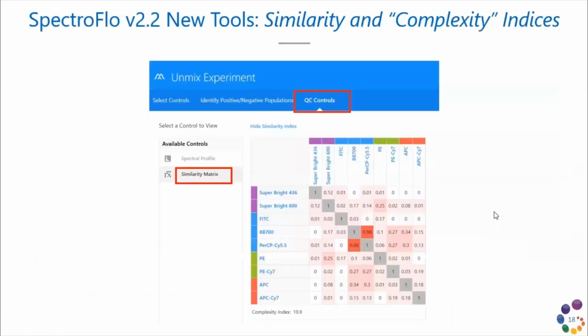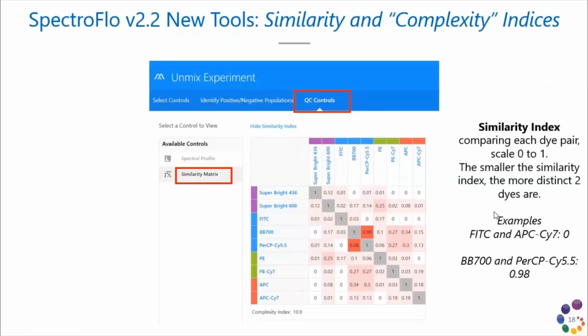In SpectraFlow version 2.2 coming out this month, there are a couple indices we've added to help you assess spread in your panel. First is the similarity index, which compares each dye pair in your panel and gives it a value between 0 and 1. Any values that are close to 0 means the two dyes are very distinct from each other.